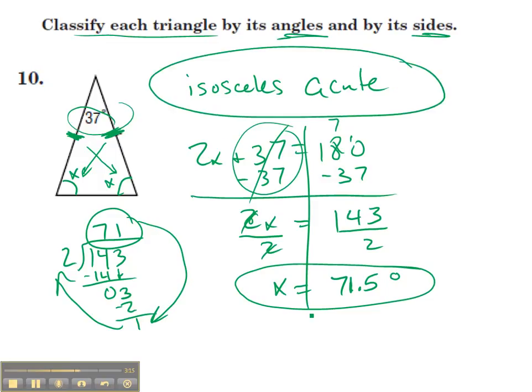One thing I want to do in this case to make sure I did it right is add up all those angles now that I know that x is 71.5. I have two x's and then 37. 5 and 5 is 10, carry the 1. 7, 8, 9, 10, carry the 1. 8 and 7 is 15, 3 and 3 is 18, so 180 degrees, that's what we expect. So that's one way to check your answer, to make sure you figured out those unknown angles correctly.